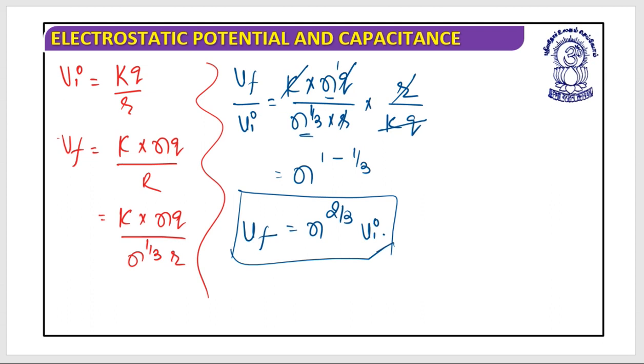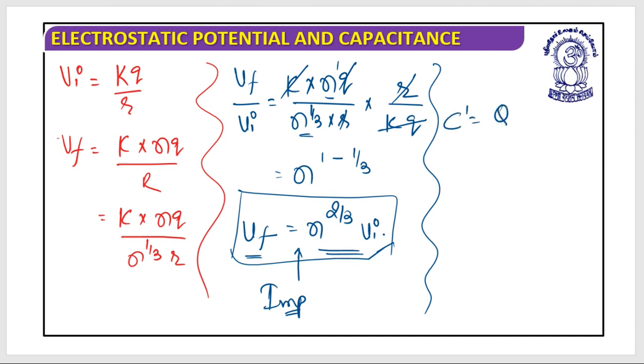So I can have a charge, I can have a capacity. This is a very important formula. You must remember this. This is very important. Please remember this.